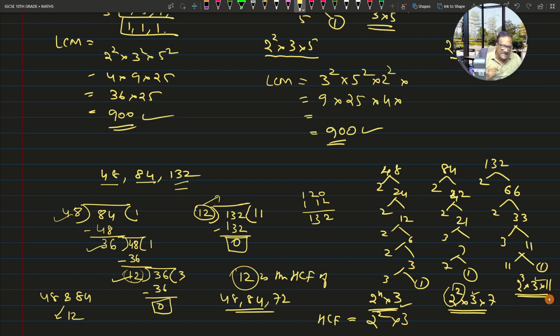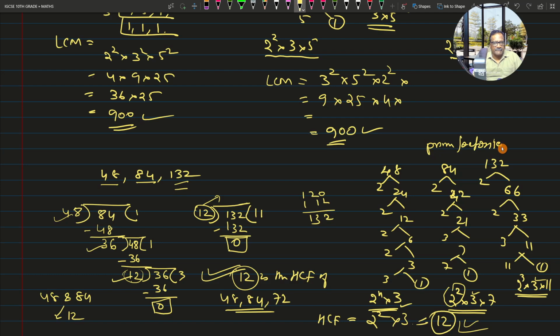And 7 and 11 you can see as uncommon. But as I told you, for LCM you have to take uncommon, but here you are not supposed to. Isn't it? So this is the HCF. So if you work out, this will be 2 square into 3, that is 4 into 3, 12. So 12 is the HCF of these three numbers. So by this method also you are getting 12 as the HCF. This is known as prime factorization method.